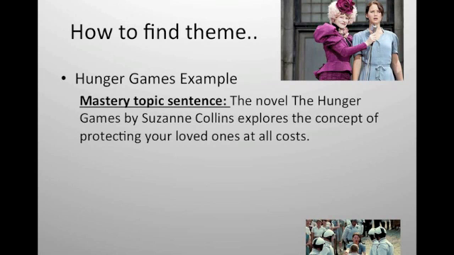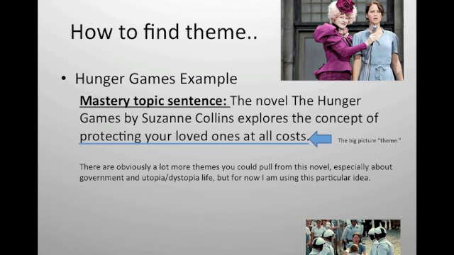Okay, so let's go ahead and take a look at another example. I picked The Hunger Games because I'm hoping at this point most of you have read the book or seen the movie. If we're looking at a mastery topic sentence, thinking about our word choice, the way that we're putting things together, our verb it strategy, all of that good stuff, this is something I might have come up with. The novel The Hunger Games by Suzanne Collins explores, there's my verb, right, the concept of protecting your loved ones at all cost. This is what I'm saying is the big picture or the theme of the story.